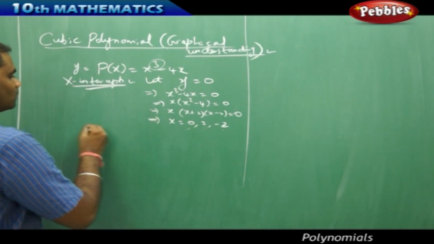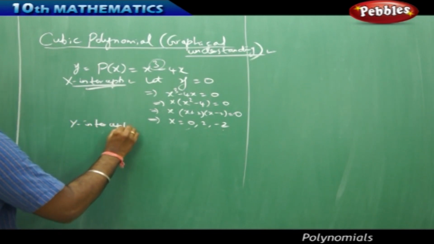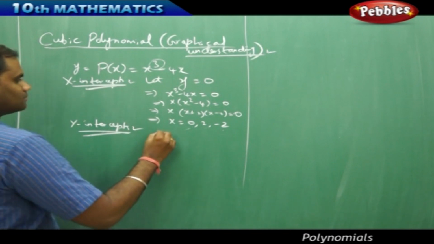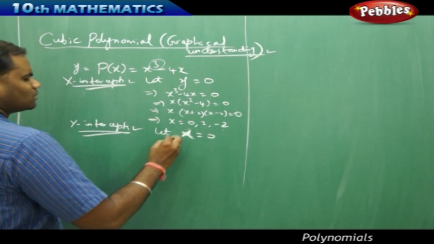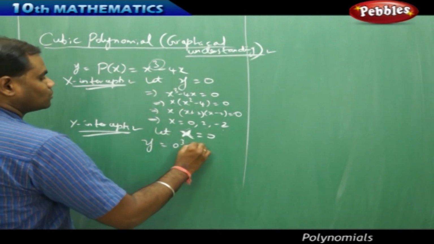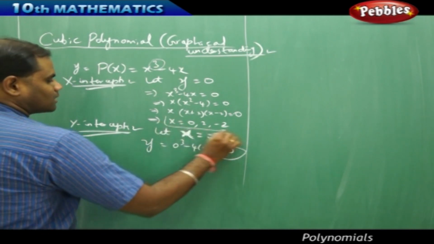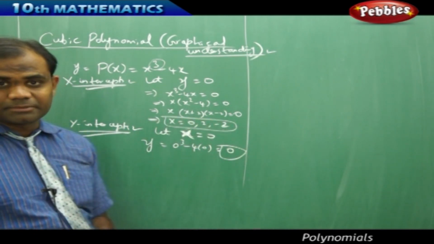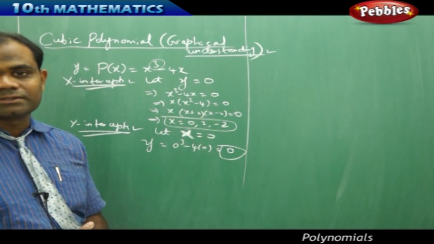Next, coming to the y-intercepts, I find the y-intercepts by letting x equal to 0. Therefore, in this case, my y will be 0 cubed minus 4 times 0, which is 0. So this is my y-intercept, and these are my x-intercepts, which I obtain separately for x and y-intercepts.